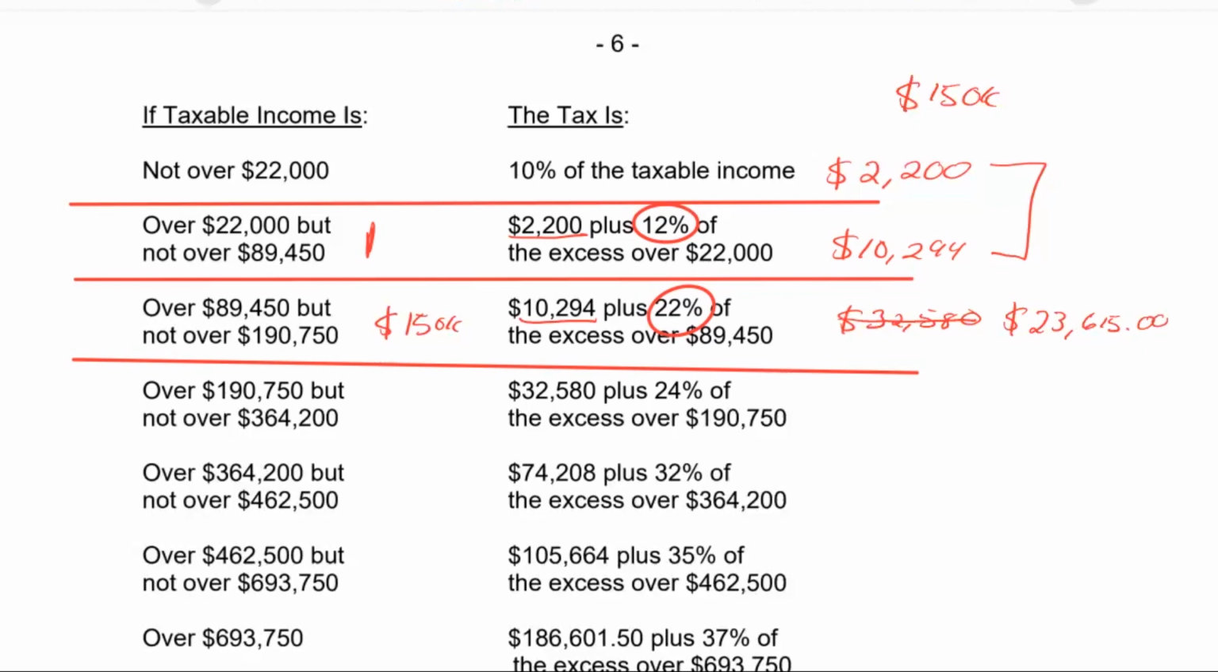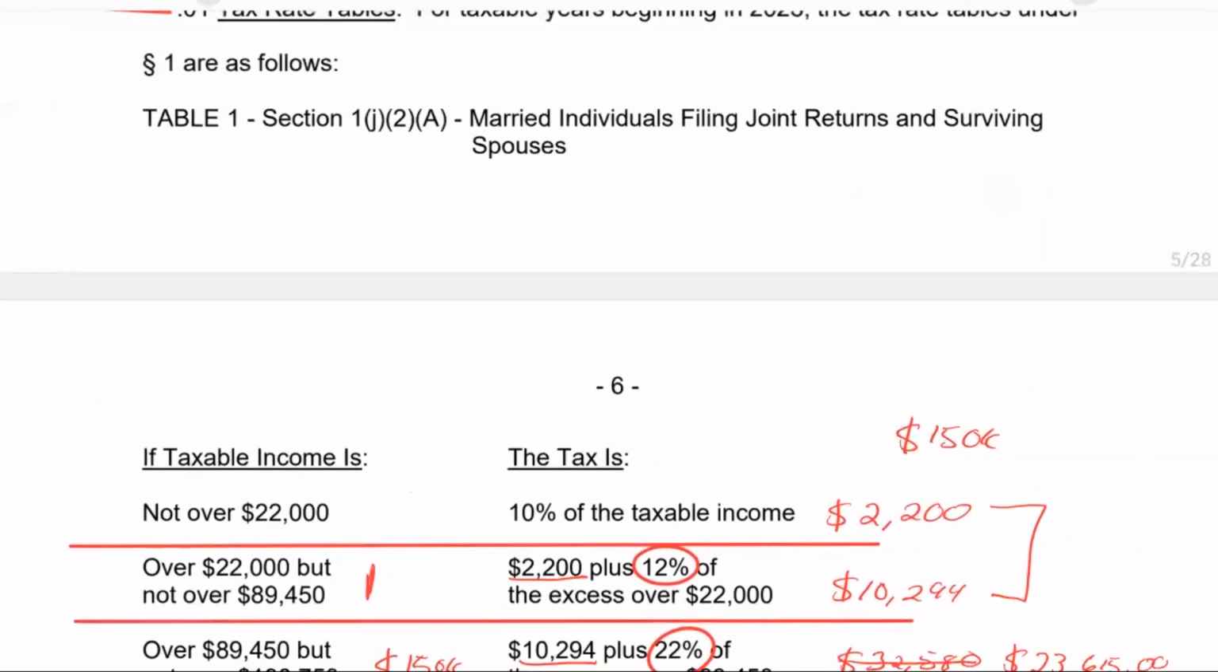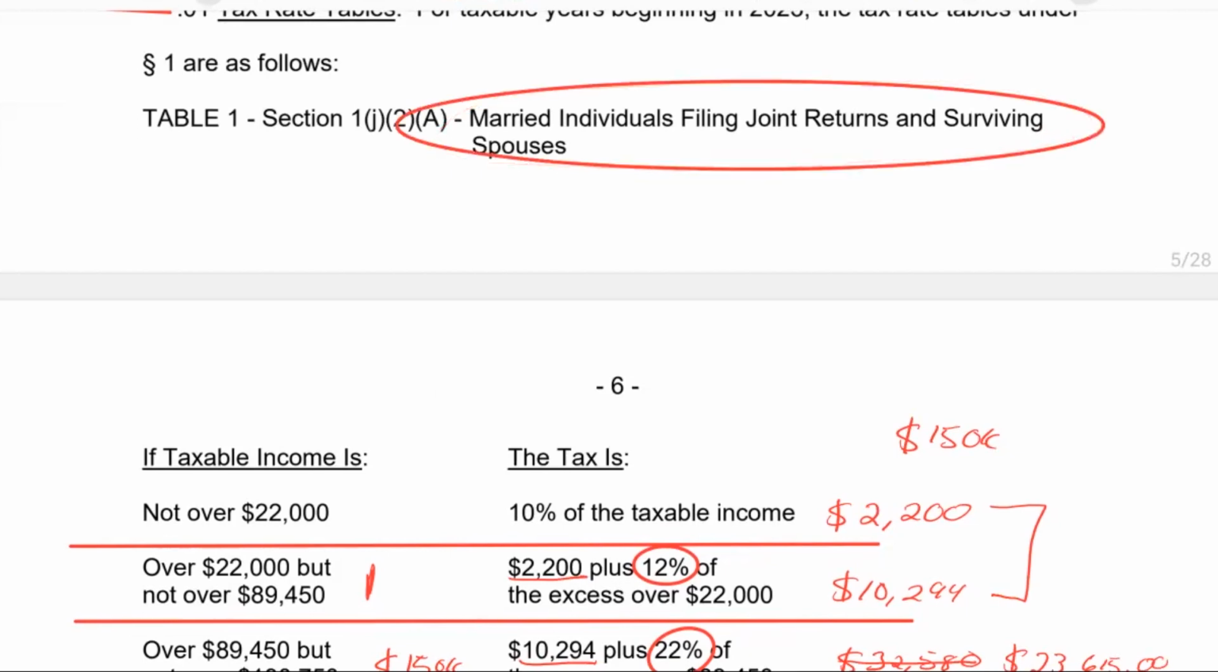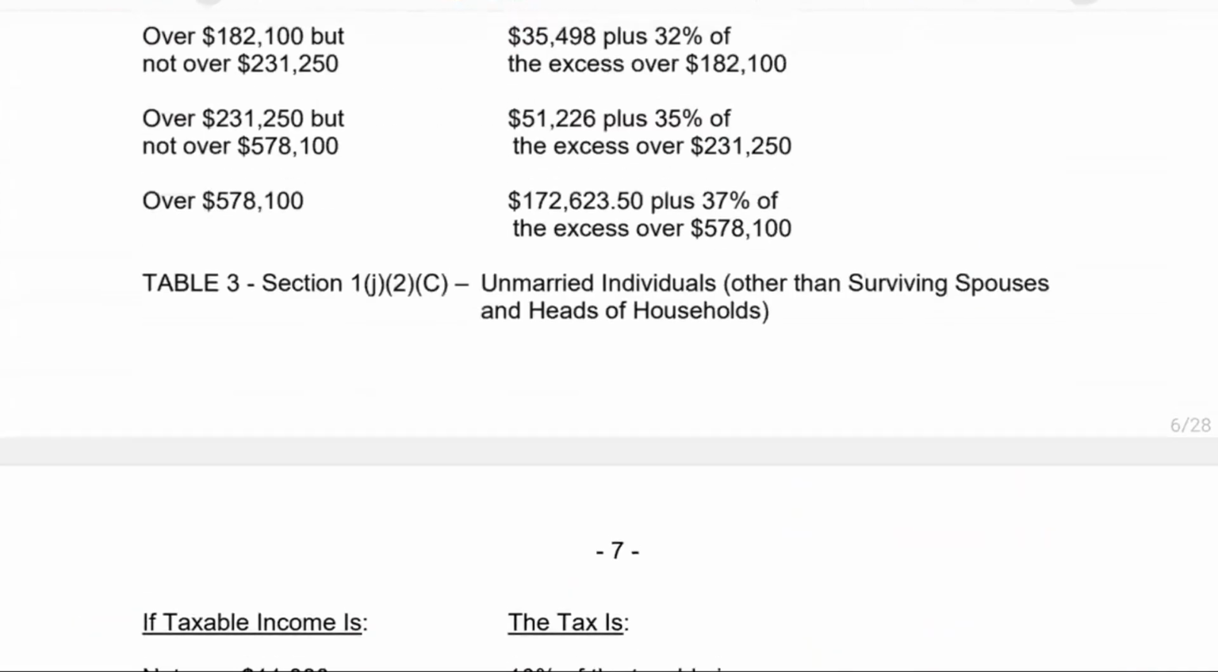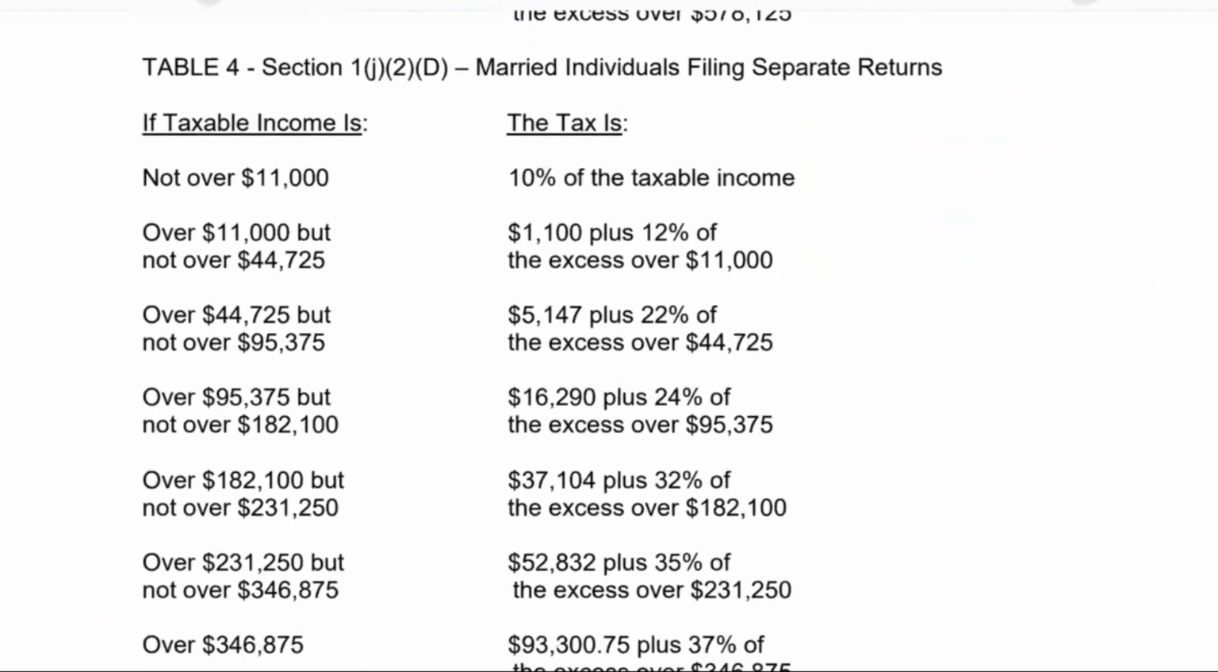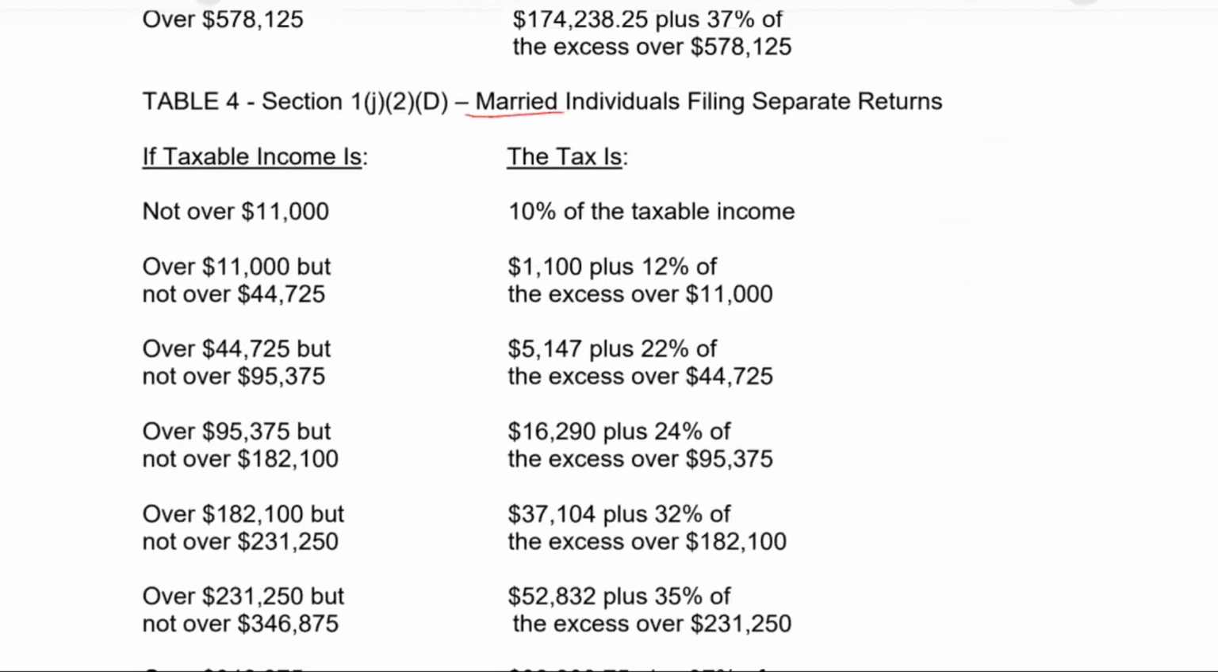So now that we got that, I want us to pause for a second, and then we're going to compare filing status. So this particular bracket was for married individuals filing joint returns or surviving spouse that particular year. All right, so now we have married individuals who are filing separate returns, not over $11,000, taxed at 10%. So the most we're going to pay in this bracket is $1,100.